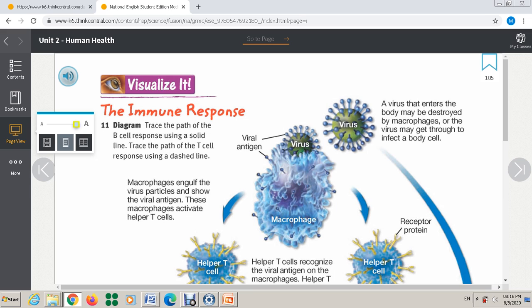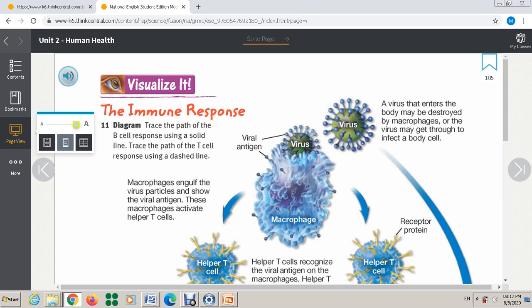Here it shows a virus. A virus that enters the body may be destroyed by macrophage, or the virus may get through to infect body cells. So these viruses might be engulfed by the macrophages, or they get through the body. Once the macrophage sees the virus, it engulfs the virus particles and shows the viral antigen. These macrophages activate the helper T cell.